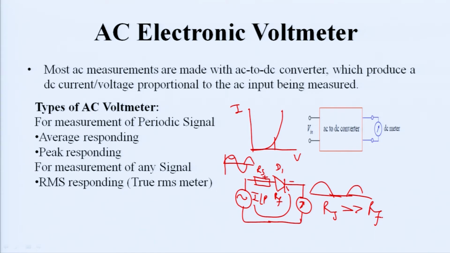Then we can use this diode with a capacitor for the measurement of the peak value of the signal voltage. These two types of voltmeters, average responding and peak responding, are used for periodic signals. It may be of any shape, but it should be periodic in nature. But if a signal is not periodic in nature, then that signal can be measured by the RMS responding voltmeter, that is the true RMS meter. So, if we have a triangular signal, rectangular signal or sinusoidal signal or any form of signal that is not repetitive in nature, then we use the RMS responding meter.